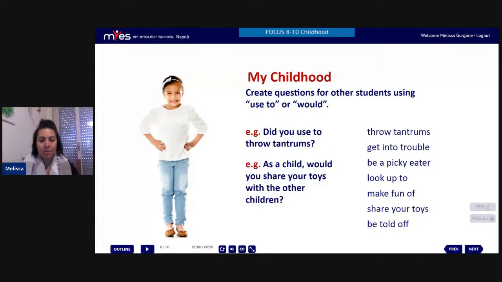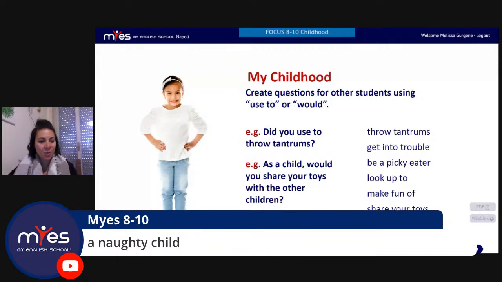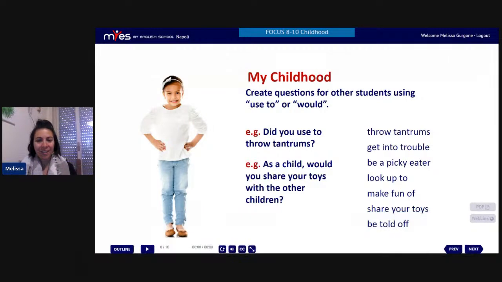A troublemaker is a child who often behaves badly, or who we might describe as a naughty child. Naughty is an adjective, the opposite of well-behaved. Okay, thank you, Robbie.